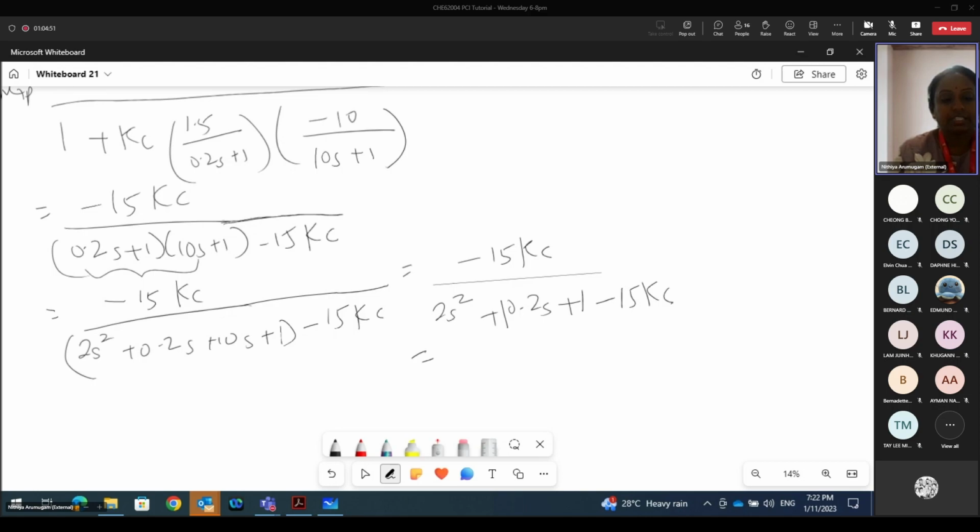All right. So the 15 Kc, if we want to simplify further, we can leave it as it is, or you can simplify at this portion also. I prefer to leave it as it is, so that if we want to apply the final value theorem, we can easily cancel out the terms when s approaches 0.